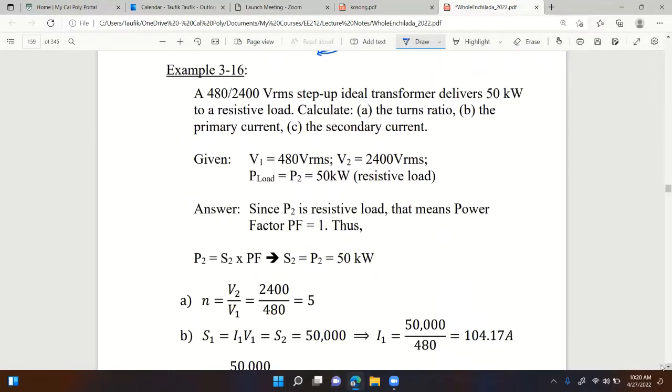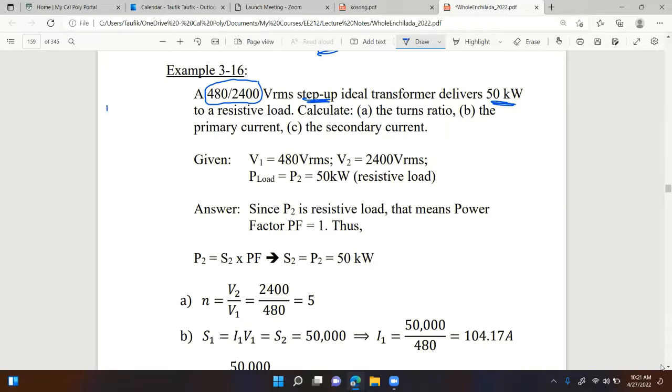Okay, if not, next example, 480, 2400. Right away, you can see this is a step up transformer. How do I know that? Well, because the primary side is lower voltage, the secondary side is higher voltage. So from low to high, that's a step up, right? It delivers 50 kilowatts to a resistive load. Calculate the turns ratio, the primary current, and the secondary current.